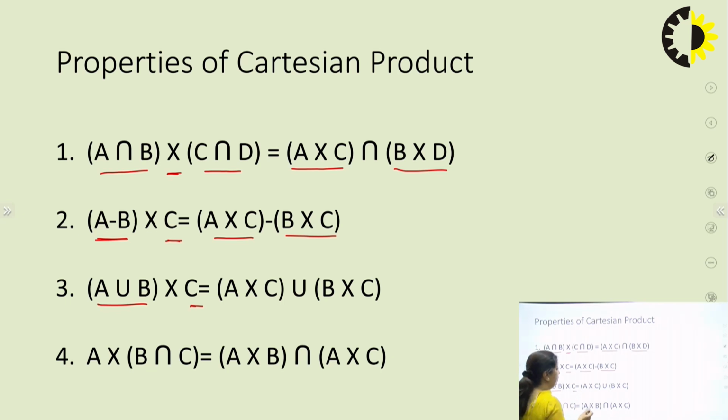So this will be the same as A Cartesian product C, B Cartesian product C, and then when I take its union, the LHS will be equivalent to the RHS. Here again, this is a property which can be directly applied for the Cartesian product.